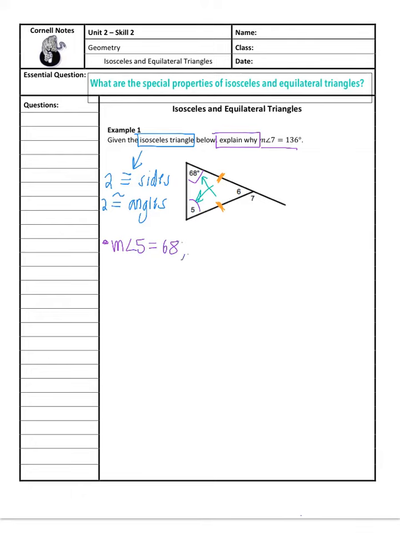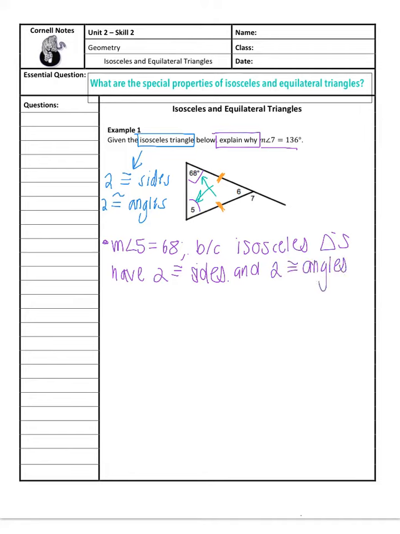My reasoning for that, so I can say because isosceles triangles have two congruent sides and two congruent angles. So that's step 1. We identified our congruent sides, and from there we identified the angles that were opposite of them, and those two angles are always going to be congruent if you have an isosceles triangle.